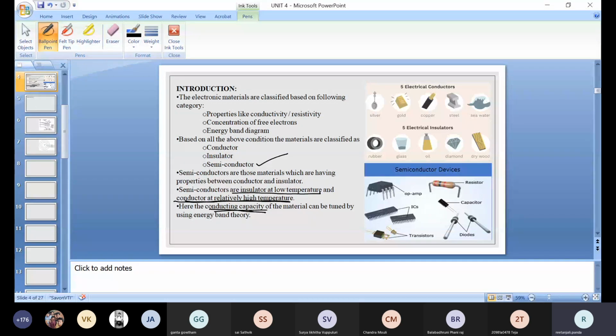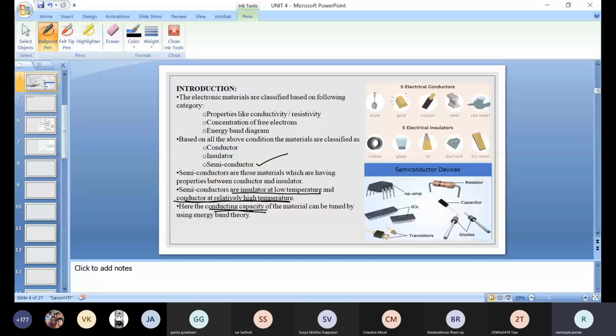As I told you, there is a gap between the valence band and the conduction band, and if we are also able to fill that gap, then what happens? The electrons present in the band will also act as a conductor. Okay, that you will learn in your capacitor.